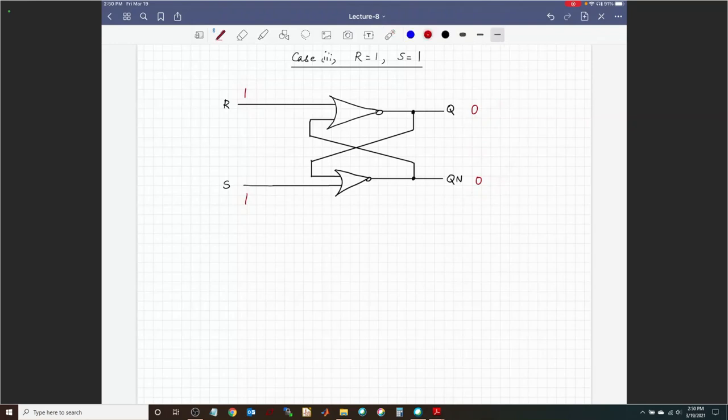So I'm going to call this the not allowed state. There are bigger problems here, but it is not allowed because of the fact that Q equals Qn equals 0. I'm calling that the not allowed state.